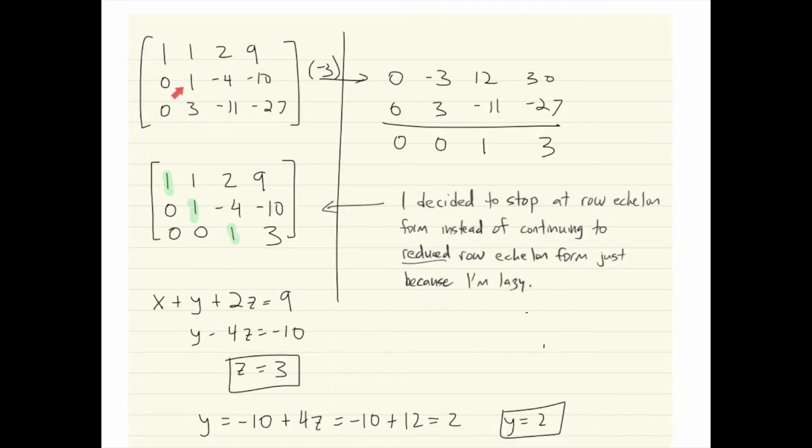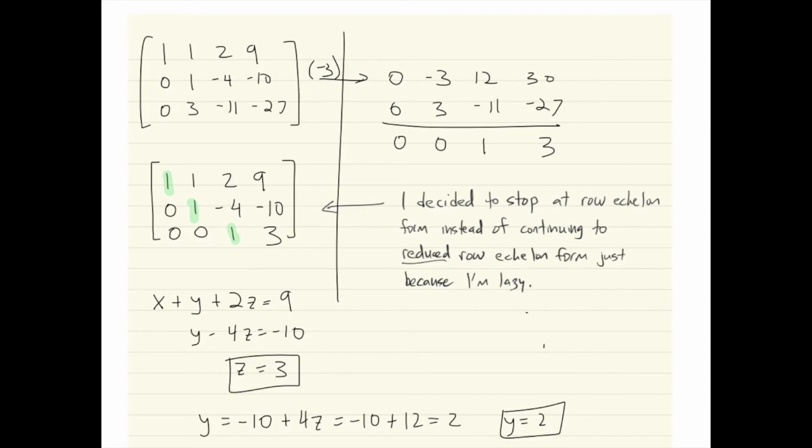Now that I have a pivot 1, I can use it to clear out this 3 and turn it into a 0 by replacing this row by adding to it -3 times row 2. Here's -3 times row 2, add it to row 3. This is going to be the new row 3. So that's what we have copied over here. And so now we've got these pivot 1s, and this is in row echelon form.